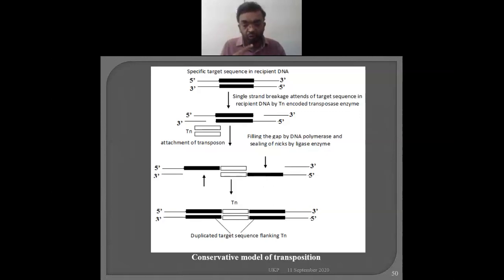For example, within a chromosome, I am talking about the transposable element T, this transposon, which gets detached from one location and gets attached into another. Per chromosome the transposable element is one, and hence it is referred to as a conservative model of transposition. Why? Because there is a conservation of the transposable element. Generally, it is associated with the insertion sequence.